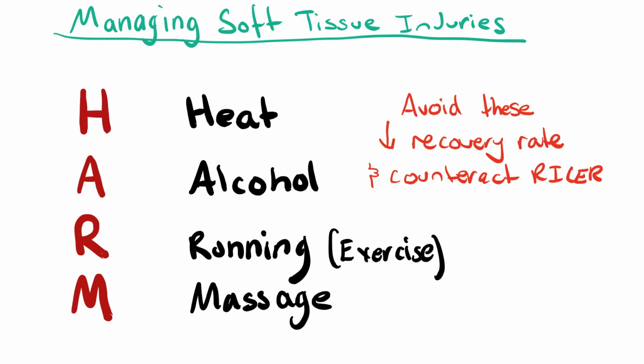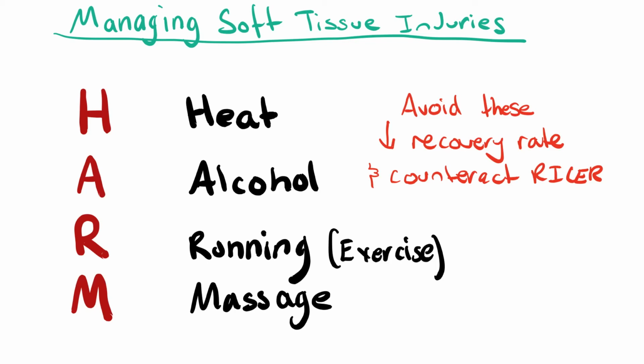Now, it's important when we look at the management of soft tissues to have a look at some things that may be harmful or that counteract RICER. One way we remember this is by the acronym HARM, harm being harmful to us when we're trying to recover from injury. These are the things that we need to avoid to help our body recover faster. If we don't avoid these things, we're going to have a decreased recovery rate, and it's going to take longer to heal from that injury.